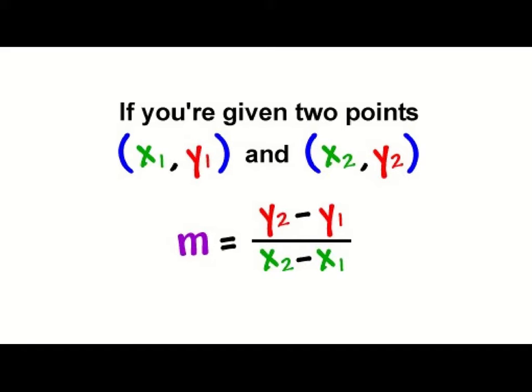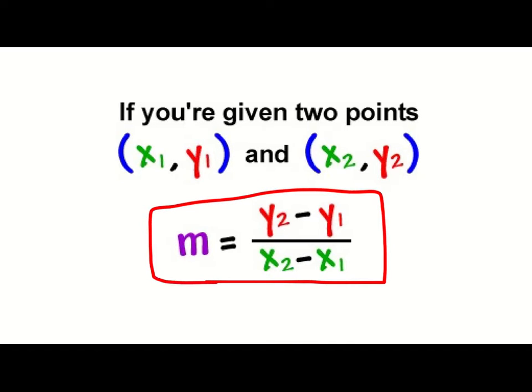So if you're given 2 points on a line, such as x1, y1, and x2, y2, then the slope between the 2 points can be calculated using the slope formula. M equals y2 minus y1 over x2 minus x1. So I like to think about slope as just y over x. We're going to subtract our y values over the subtraction of our x values. So let's use this in practice.